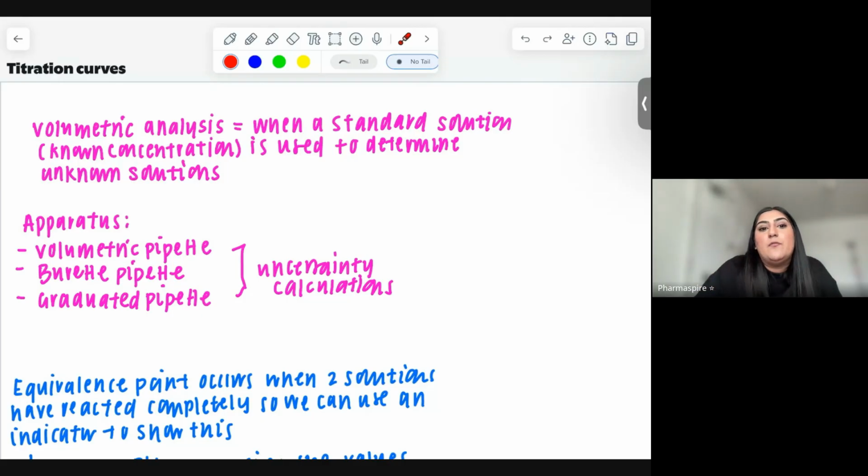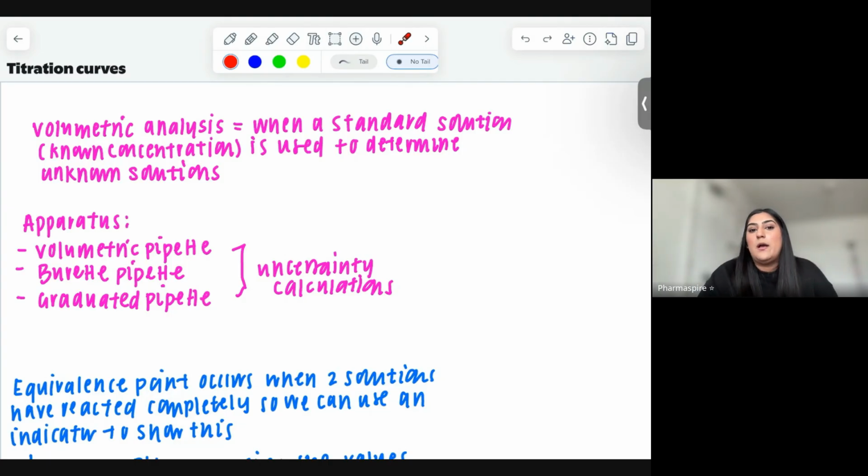So you need to know about volumetric analysis. That's the whole point of titrations. We want to use a standard solution, which is our known concentration, and we use it to determine unknown solutions, which you guys know. Common apparatus that you need to be aware of: obviously the volumetric pipette, burette, and graduated pipettes. The reason I've brought that up is that they like to use them in uncertainty calculations. So remember how we talked about how to work out uncertainty.